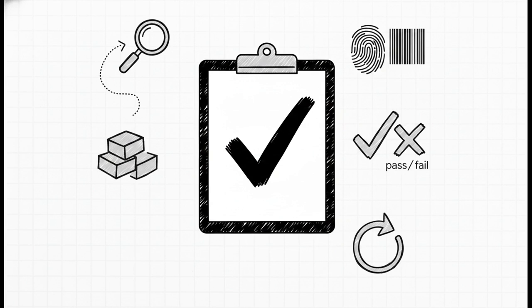And this next one is huge. It absolutely must be binary and measurable, pass or fail. No gray areas. It has to be reproducible by literally anyone, and it should be written in simple business language. Sticking to these elements means our test cases have purely objective criteria, taking personal opinions totally out of the equation.